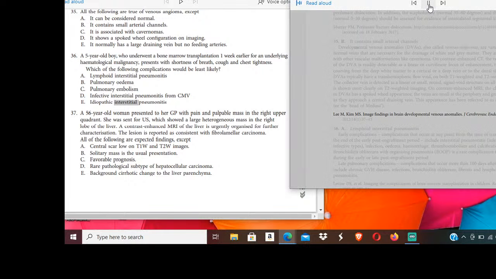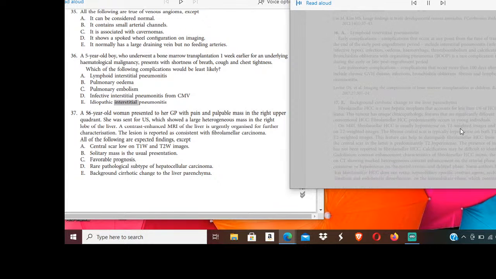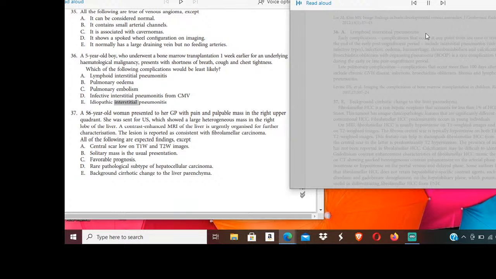J Cerebrovasc Endovasc Neurosurg. 2012, 14, 137-43. 36. A. Lymphoid interstitial pneumonitis. Early complications. Complications that occur at any point from the time of transplantation to the end of the early post-engraftment period include interstitial pneumonitis, infective and non-infective types, infection, edema, hemorrhage, thromboembolism, and calcification.